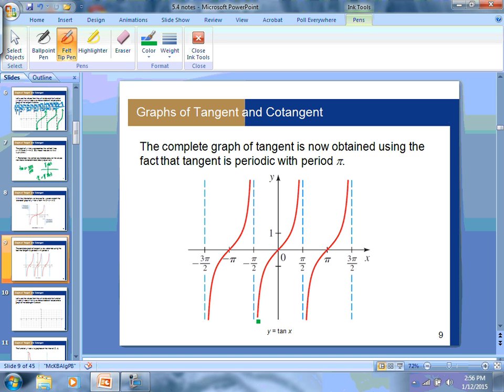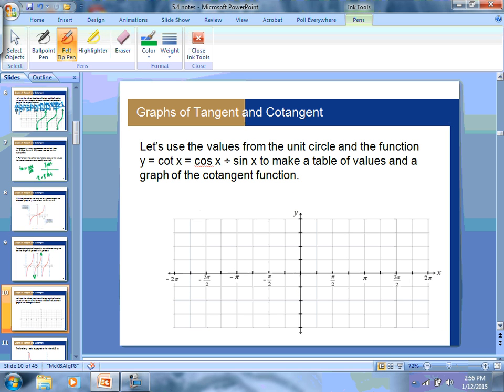Now remember that the tangent curve starts low. It starts in the negative y values, and then it becomes positive as it goes to the right. So from left to right, it goes from the negative and then goes through 0 and then up to the positive.